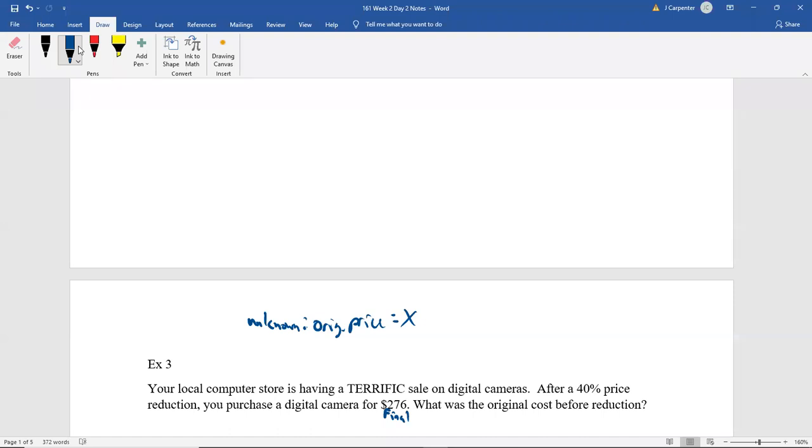What else do we know? We know there's a 40% price reduction. So this is also a known reduction. If you're familiar with how tax works at the store, you take your original sticker price, you add your tax price, and that gives you your total price. Sale prices work similarly, but instead of adding a tax, you subtract a discount. So you take your sticker price, you subtract your discount price, and that's going to give you your final sale price.